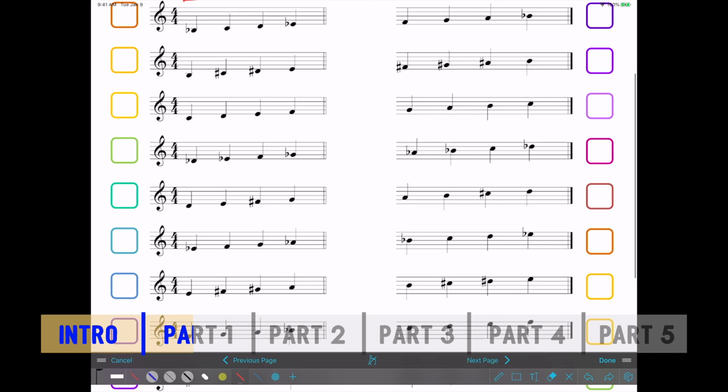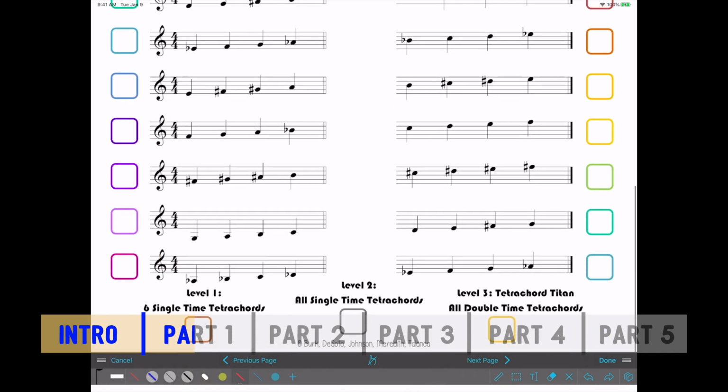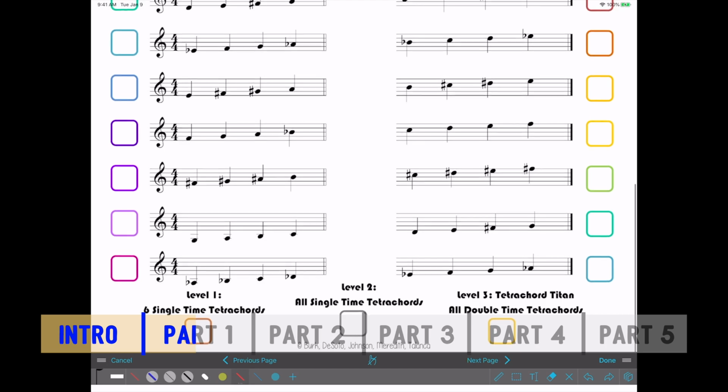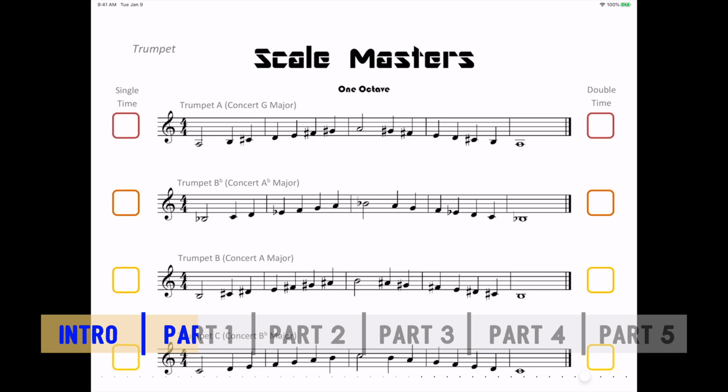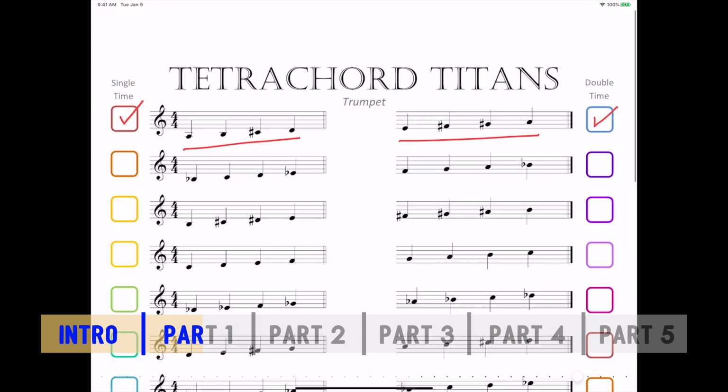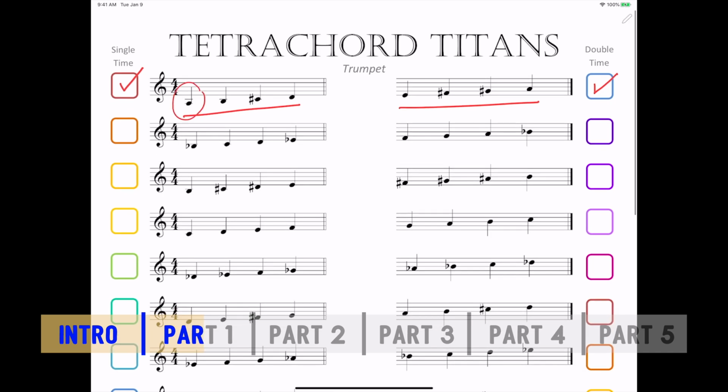If you can complete the entire page in single time and double time, you are ready to move on to the next part. The next part of this is learning your scales, and this is what we call scale pattern. If we look at the last scale on the tetrachords, we started on this low note A and then went up every single note. We had A, B, C sharp, D, and then on the right side we had E, F sharp, G sharp, A.